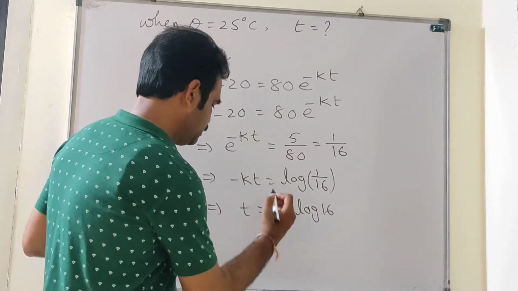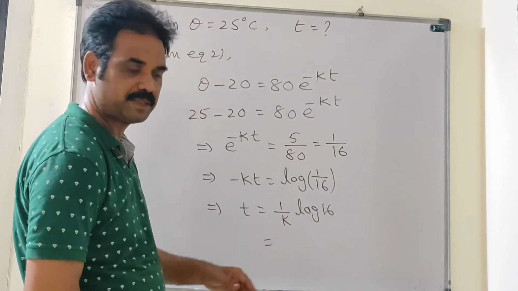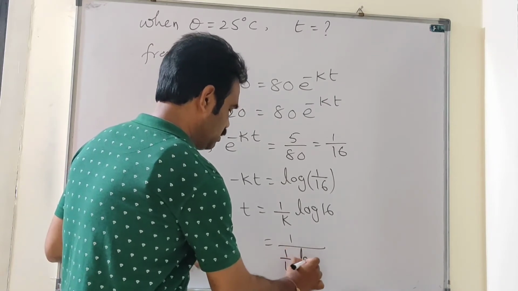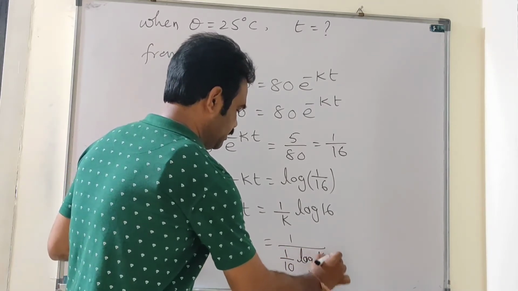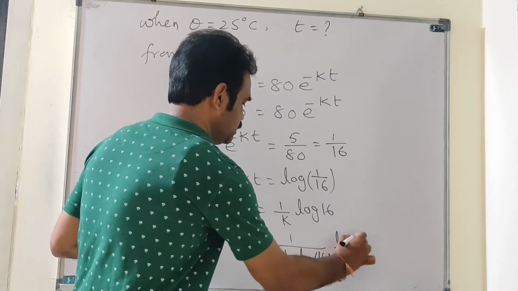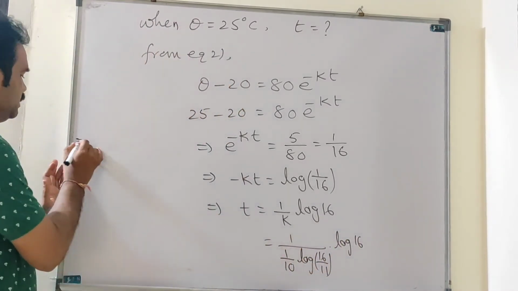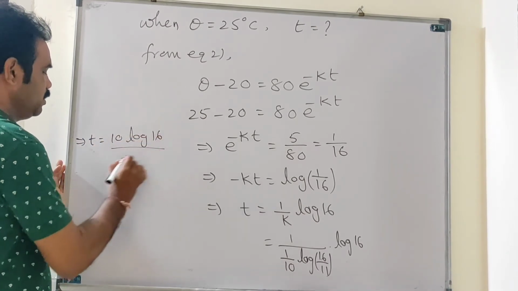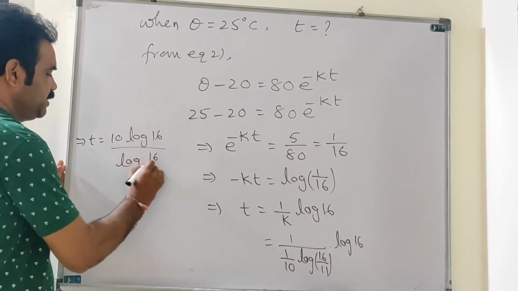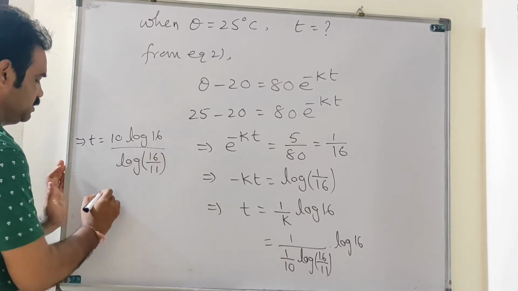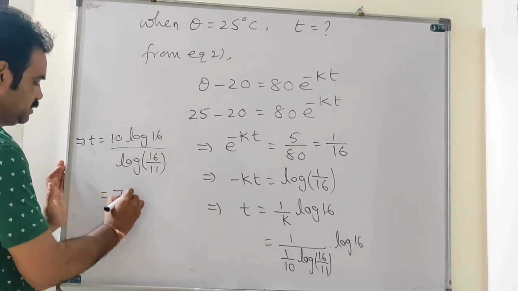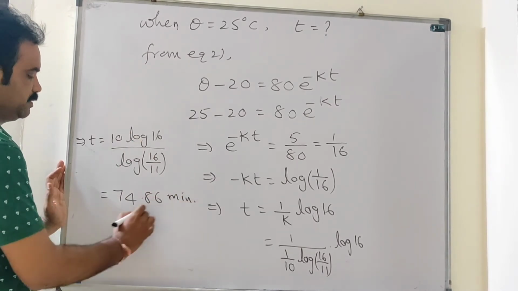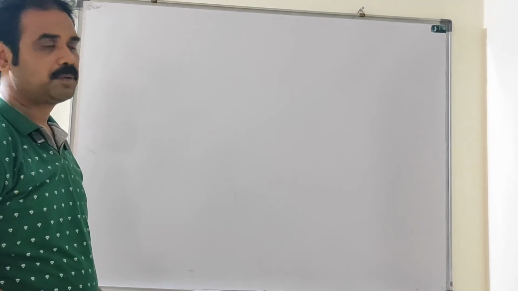Already you know the value of k from equation 3. That is 1 by 10 log 16 by 11. So t equals 10 log 16 divided by log 16 by 11, that is equal to 74.86 minutes. Okay. Next problem.